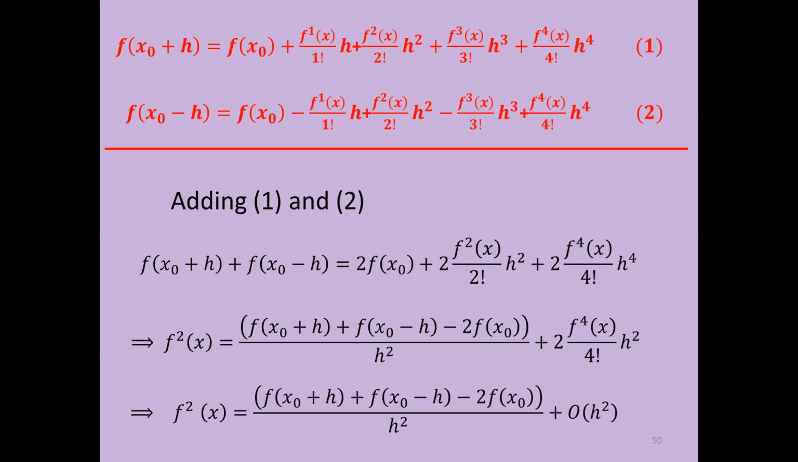So this is the final approximation. Kindly notice that the order of error in this approximation is h square.